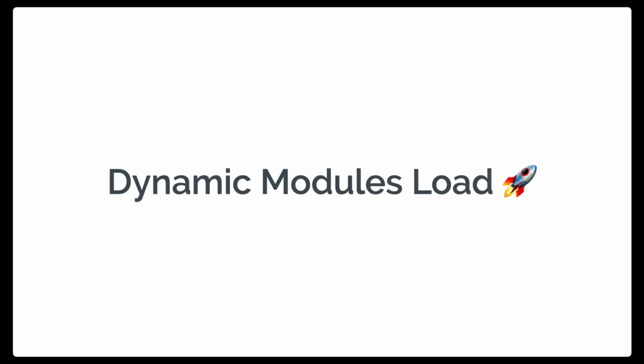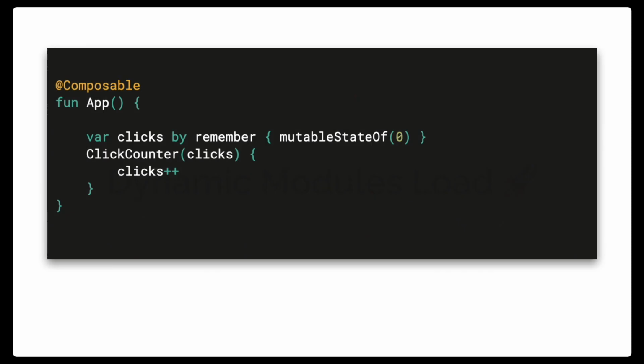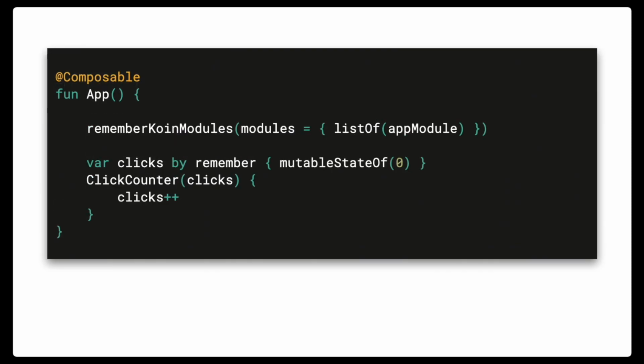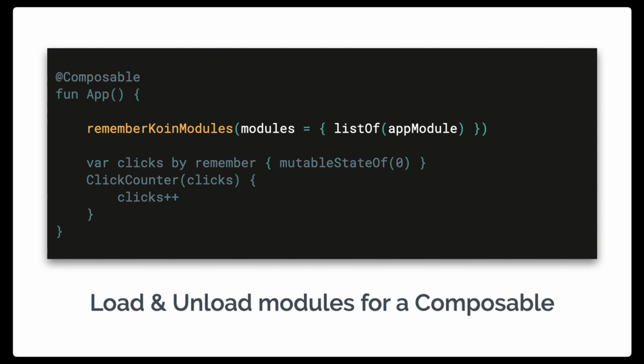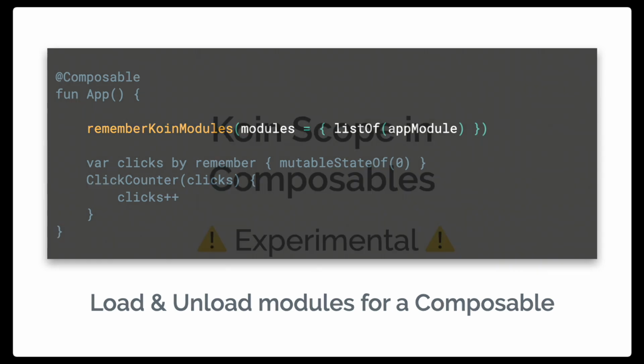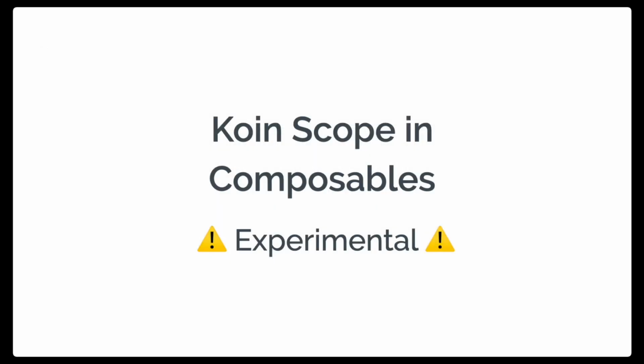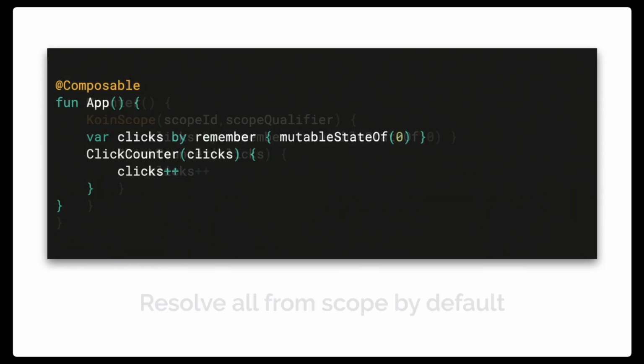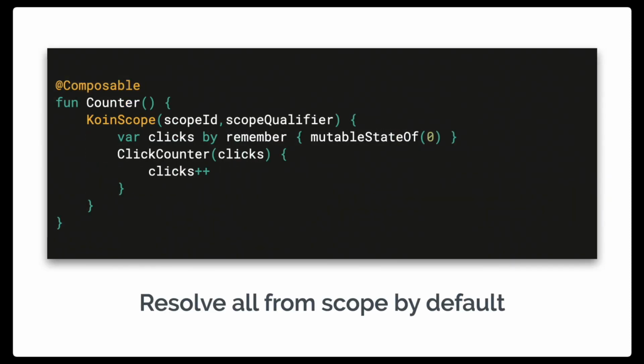The other aspect that you can use with composable is the dynamic module load of Koin. For example, in this composable, what we can use is remember Koin modules that finally will load and unload modules for a composable. That means that the first time the widget will be created, it will load the modules that you are describing here, and then when the composable is dropped, it will unload the modules directly for you. Another case you can have is Koin scope in composable, where finally you can declare a dedicated Koin scope and then open custom scope dependencies from this area.